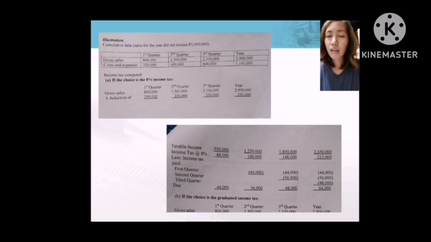And last, the end of the year, 2,650,000 times 0.08, makukuha natin yung 212,000. Liless ulit natin yung first, second, and third quarter, which is yung matitira na nga lang is 64,000 pesos.